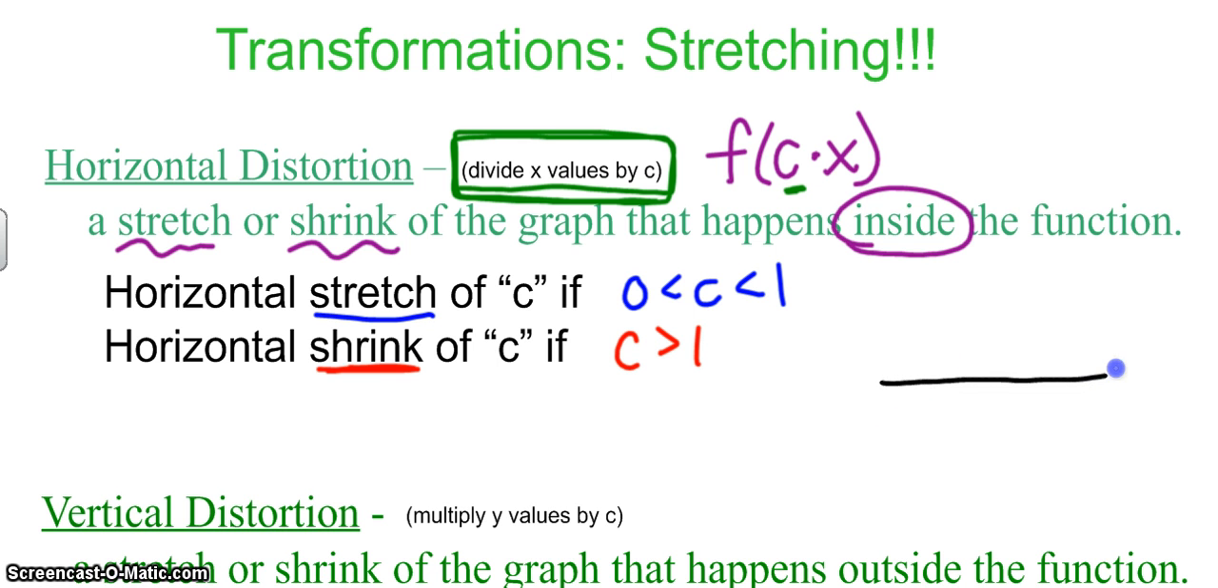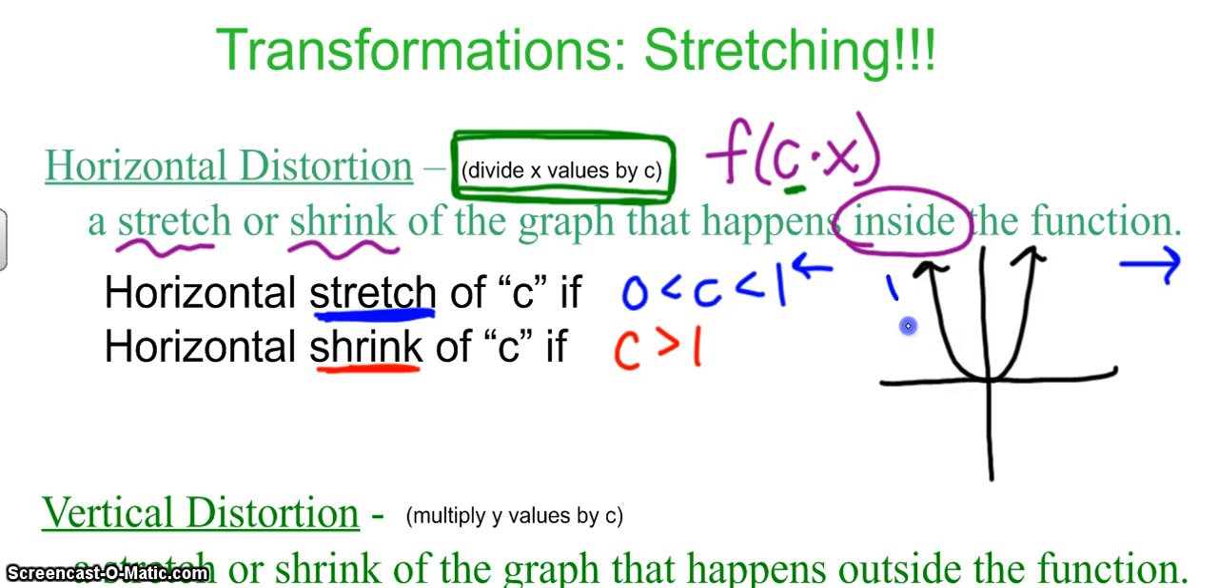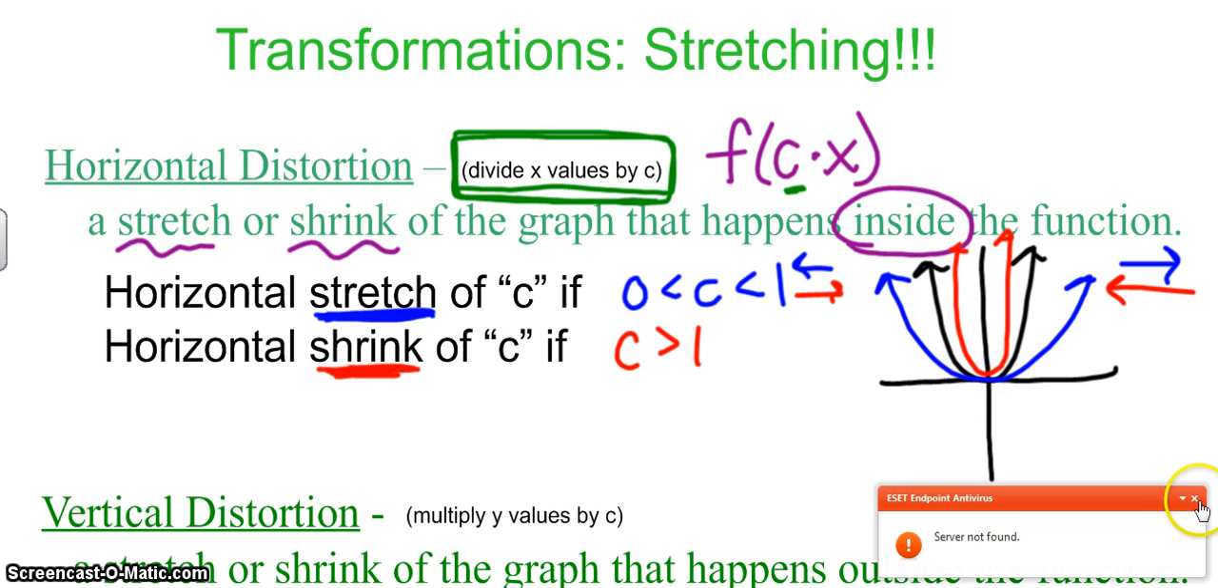So let's think about this from the graphing perspective. If I take a nice parent parabola, we've got our squaring function happening here. A horizontal stretch means it's going to be pulled in the horizontal direction. So my parabola now is going to be much wider. A horizontal shrink is going to be shrinking in horizontally. It's going to become much skinnier. That should be all the way down there. Sorry about that.